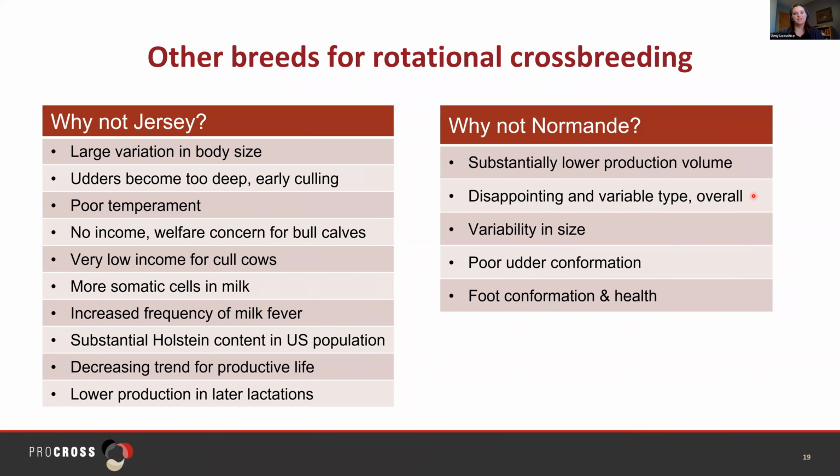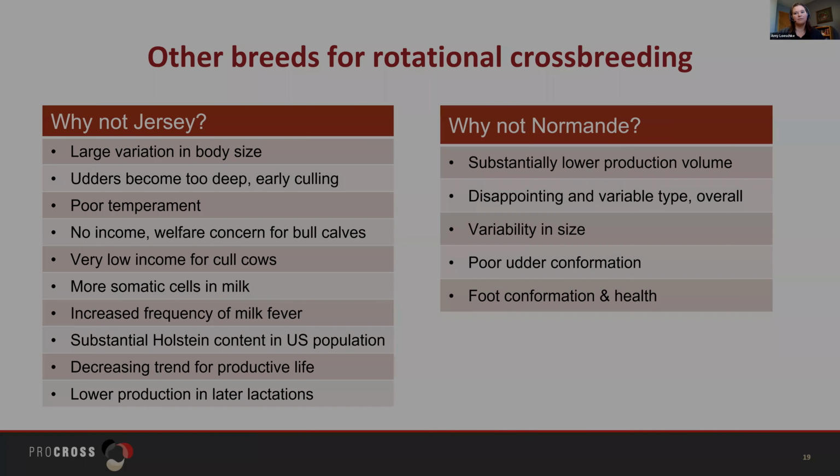The Normandy tended to be very disappointing and variable in their type overall, body type as well as udders and feet and legs. Along with that, the breed had a lot of variability in their size, problems in udder conformation, and then problems in both foot and leg conformation and also foot health because it's a flatter foot with a lower foot angle typically. Okay.